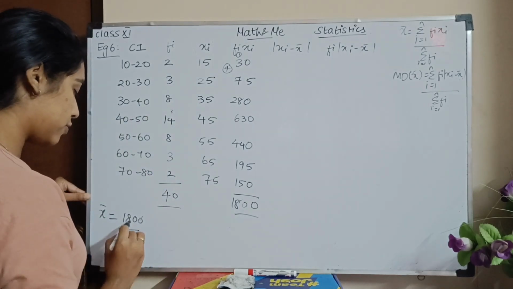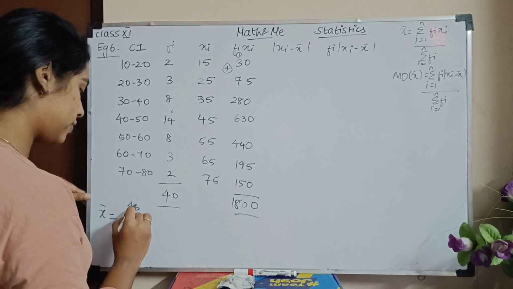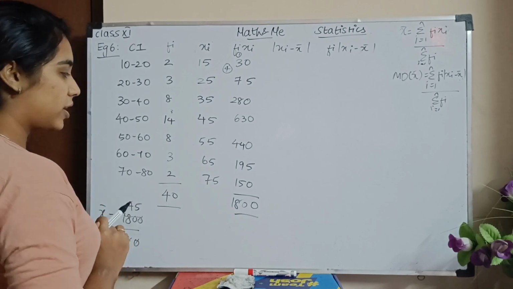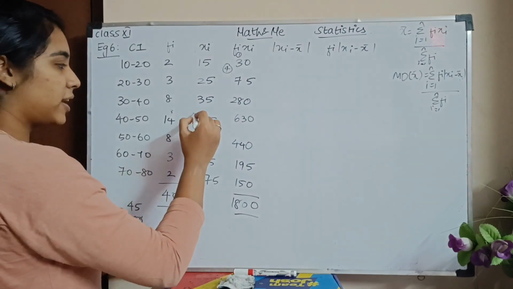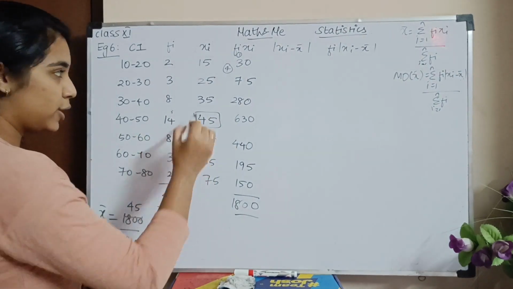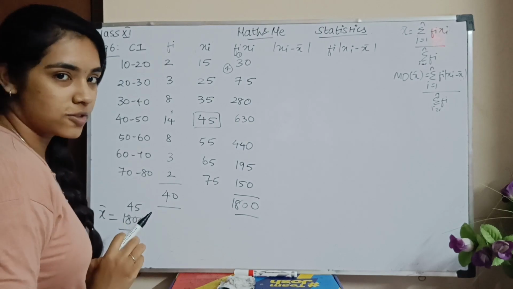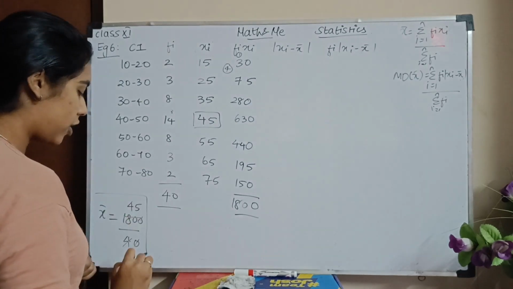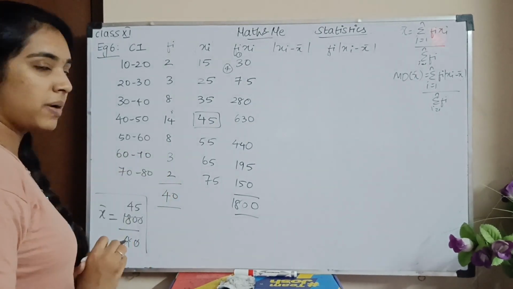This I can cancel with 4. So 4 4s are 16, 4 5s are... so what is x bar? 45. Okay, you see that it is the middle value also. I'm not comparing, but I'm saying the mean you got is the actual middle value of xi also. So always find it with the formula and just cross-check.